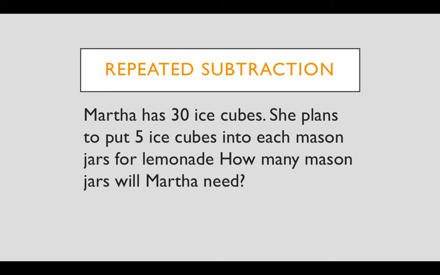So the task we're going to look at is Martha has 30 ice cubes. She plans to put 5 ice cubes into each mason jar for lemonade. How many mason jars will Martha need? So we know this problem can be modeled by 30 divided by 5. Right? How many groups of 5 are there in a group of 30?